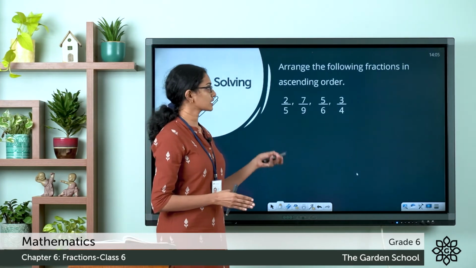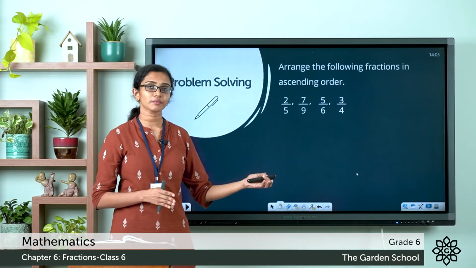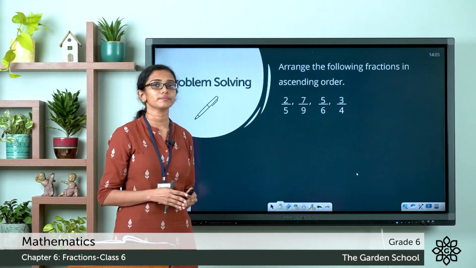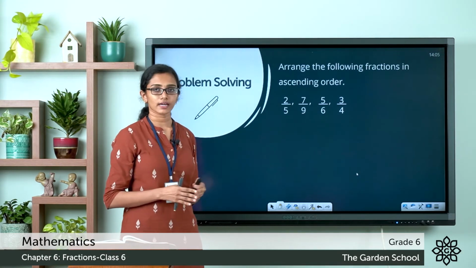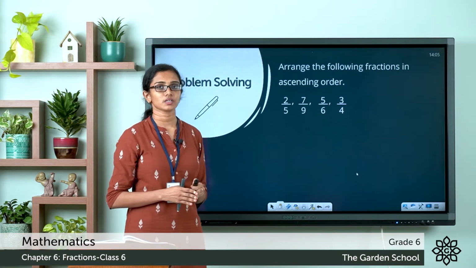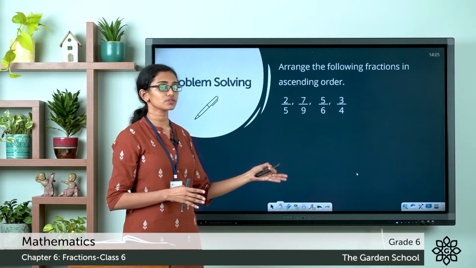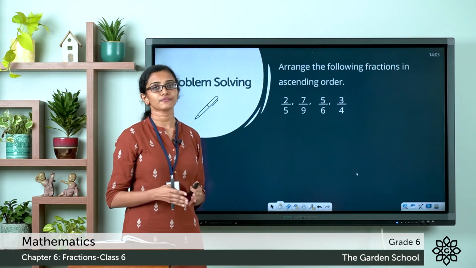So here is one question: arrange the following fractions in ascending order. Ascending means from small to big. So here I have got a few fractions. If you observe them, you can see they are unlike fractions. The denominators are all different. So the first step is to convert them into like fractions.